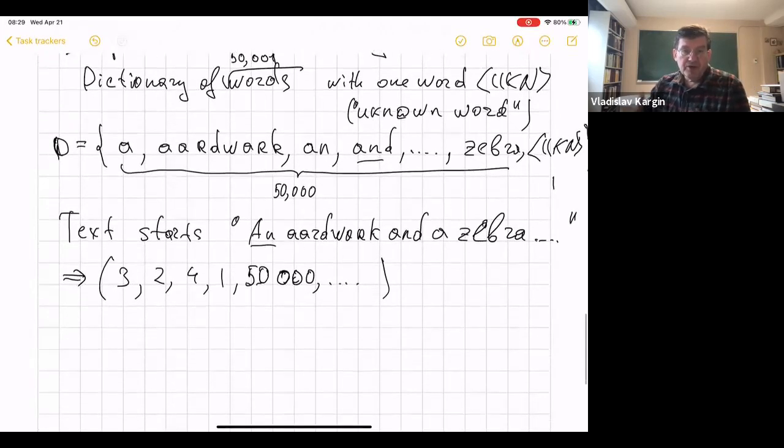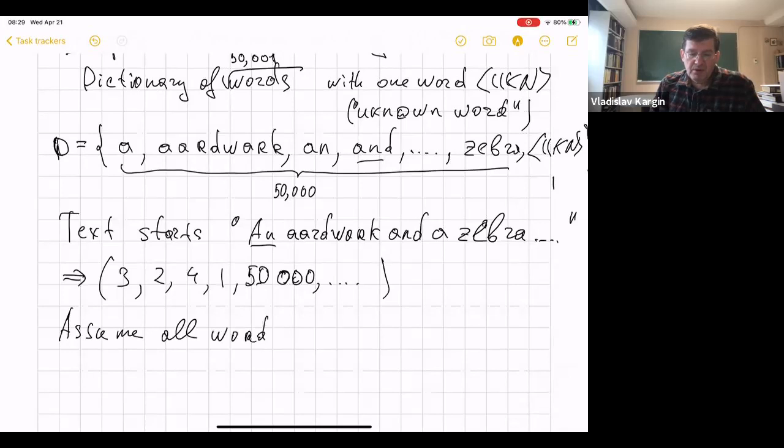Now we have encoded the text by numbers, so what is the relationship with the multinomial distribution that I talked about before? If you make a very simplifying assumption on this model and assume that all words in a random text are independent.